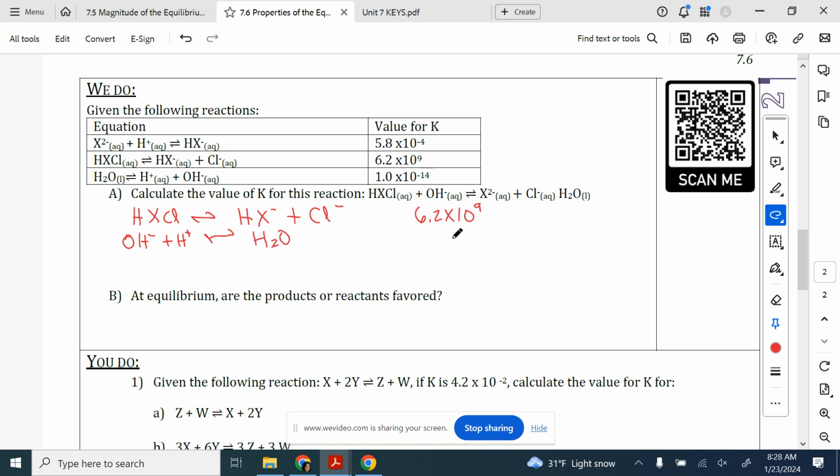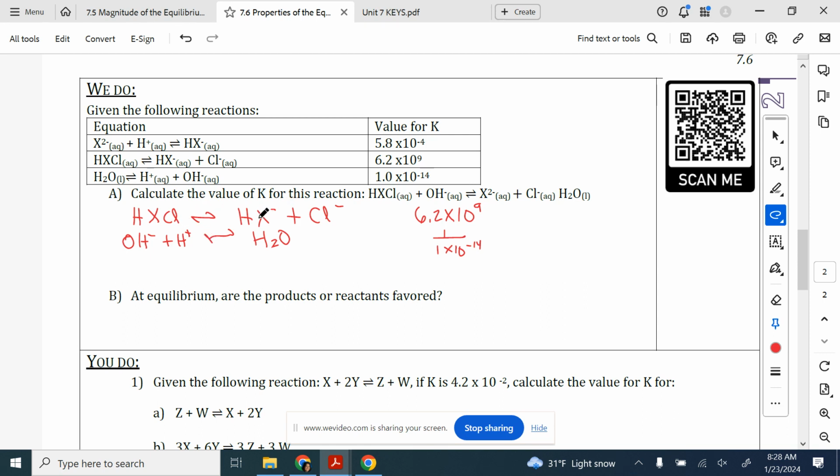And if I flip that around, what do I have to do to the value for that? Inverse. So 1 over 1 times 10 to the minus 14. All right, I got it on the correct side.